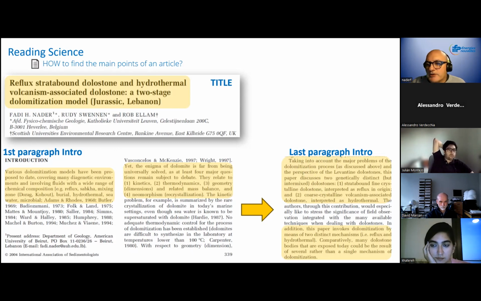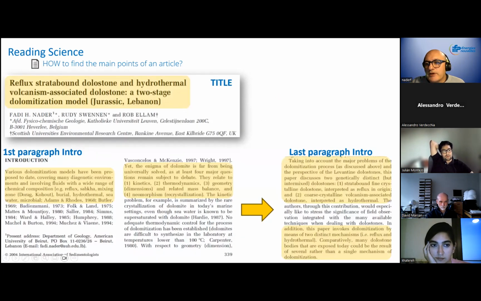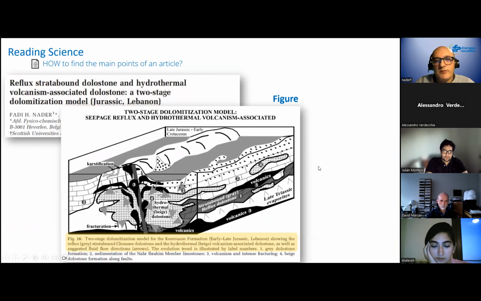In addition, this paper invokes dolomitization by means of distinct mechanisms. Comparatively, many dolomites exposed today could be the result of several rather than a single mechanism of dolomitization. That's the applicability. And if this makes me a little bit interested in the paper, then I go check the figures. And I will check, of course, the figure of the model that explains what I just read. Then I say, okay, I would like to read this paper because I will find information that will help me for my research in that paper. And that's how I start to read the paper.